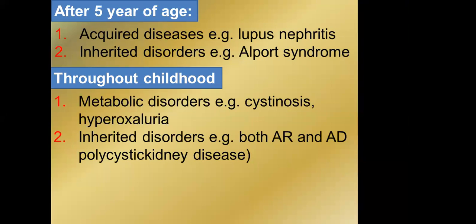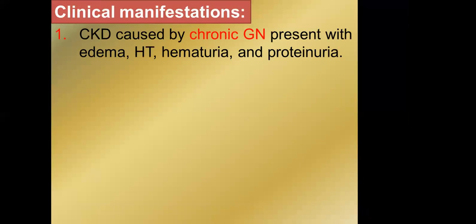As I said, autosomal dominant polycystic kidney disease occurs in older children after 5 years, and autosomal recessive below 5 years. What are the clinical manifestations of chronic kidney disease? The manifestation will differ according to the underlying cause. For example, in children with chronic kidney disease caused by chronic glomerulonephritis, like lupus nephritis, the patient presents with edema, hypertension, hematuria, and proteinuria.